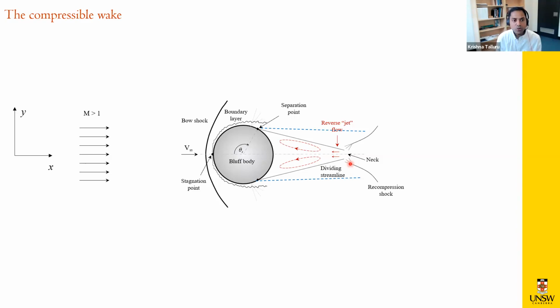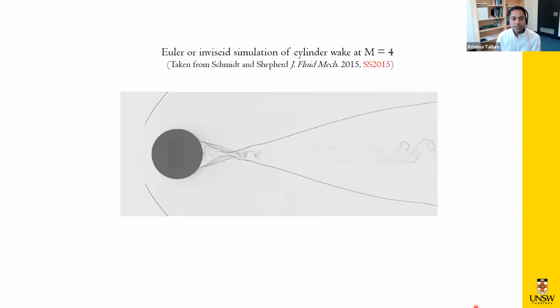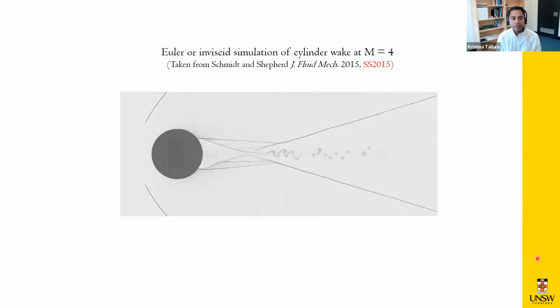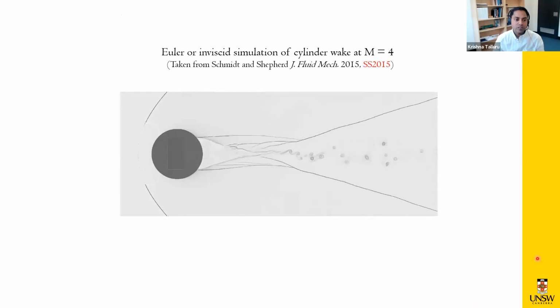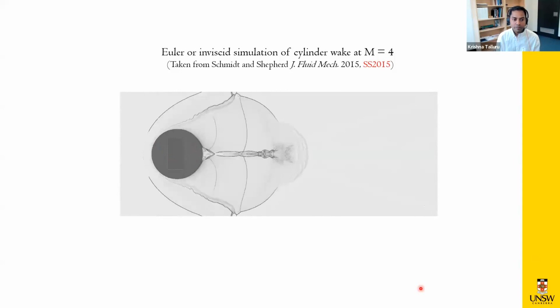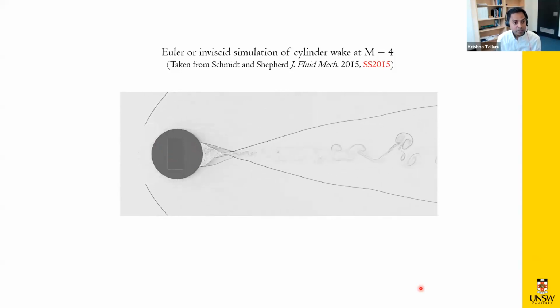So I'm going to show an Euler simulation that was reported by Schmidt and Shepherd from the Caltech group back in 2015. This is just an inviscid simulation. There is no viscosity. And yet what we observe is that the point of separation is oscillating. It's not a fixed point. You also see quite drastic, dynamic oscillations in the neck region. And this is just an Euler simulation.